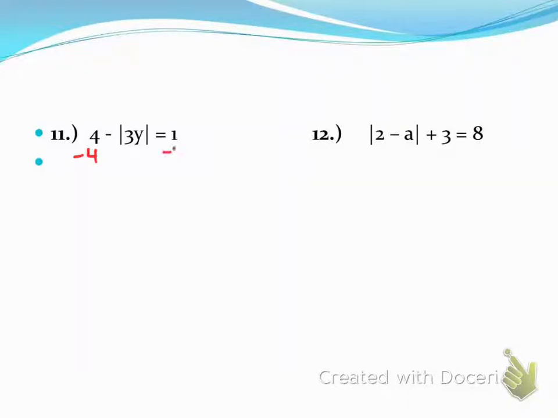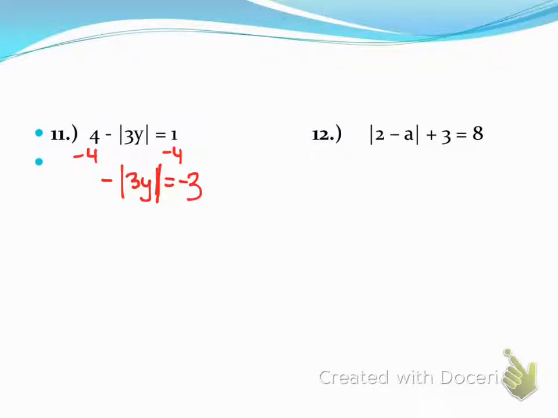My first objective is to get the bars alone. So in order to do that, I first subtract 4 from both sides. Be careful not to drop the minus sign in front of the bars. That stays there. What is 1 minus 4? Negative 3.